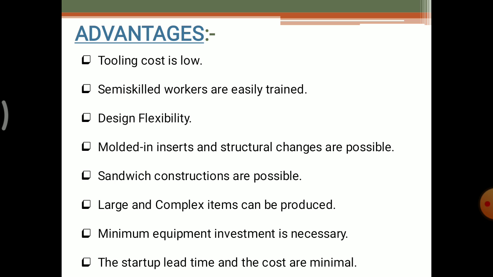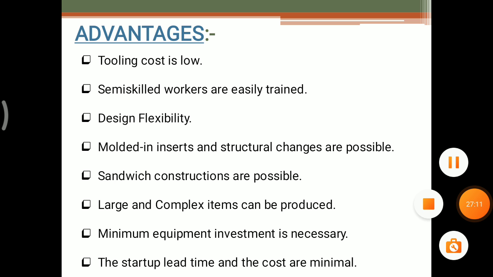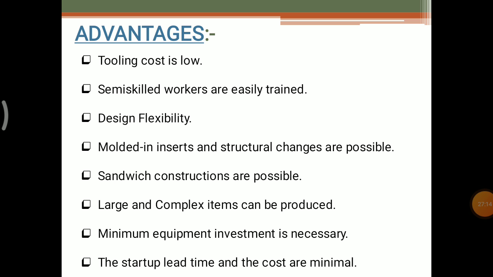So next are the advantages. The first one is that the tooling cost is low. Compared to the hand layup method it is a little bit costly, but compared to other manufacturing methods, the tooling cost is very low because we are using only the spray gun and the resin rovings here, and a chopper machine. So a cutter has been used. Next, semi-skilled workers are easily trained. So there is no need for fully skilled workers. Even when we take semi-skilled workers, they can be easily trained.